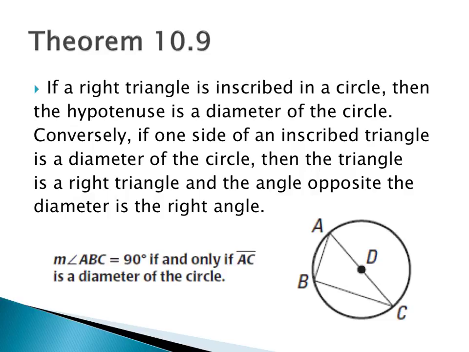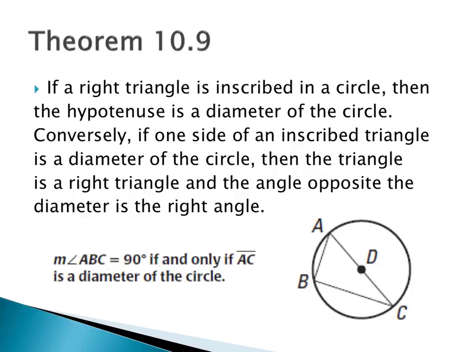Okay, Theorem 10.9 says if a right triangle is inscribed in a circle, then the hypotenuse is the diameter of the circle. And the converse to that, if one side of an inscribed triangle is the diameter of the circle, then the triangle is a right triangle, and the angle opposite the diameter is a right angle.